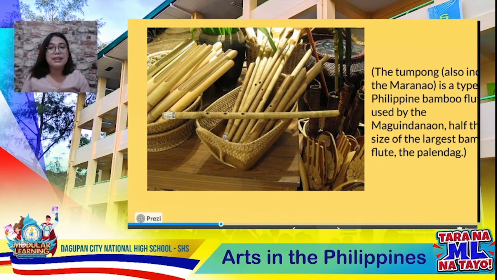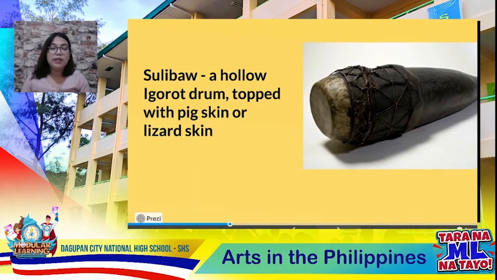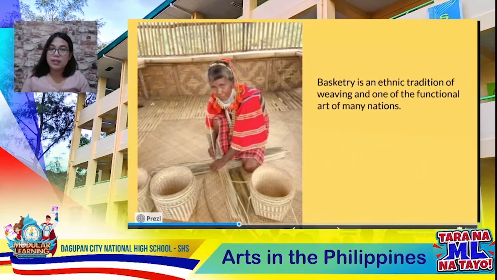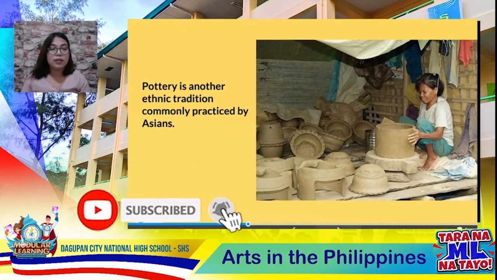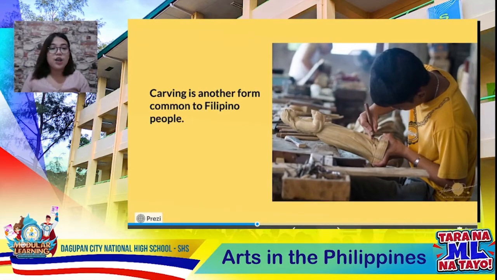Example, tumpong. It is a type of Philippine bamboo flute used by the Maguindanaon. Another example is sulibao, a hollow Igorot drum topped with pig skin or lizard skin. The basket making or the basketry. It is an ethnic tradition of weaving and one of the functional art of many nations. Pottery is also one of the traditions commonly practiced by Asians. Next is carving, which is very common to Filipino people.